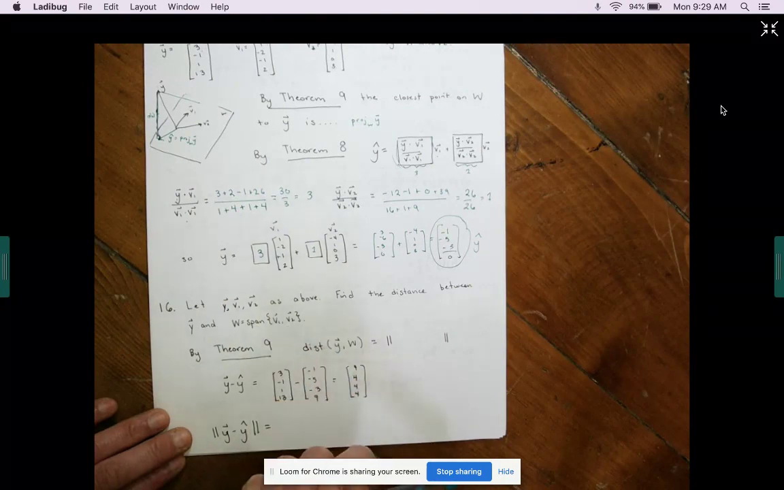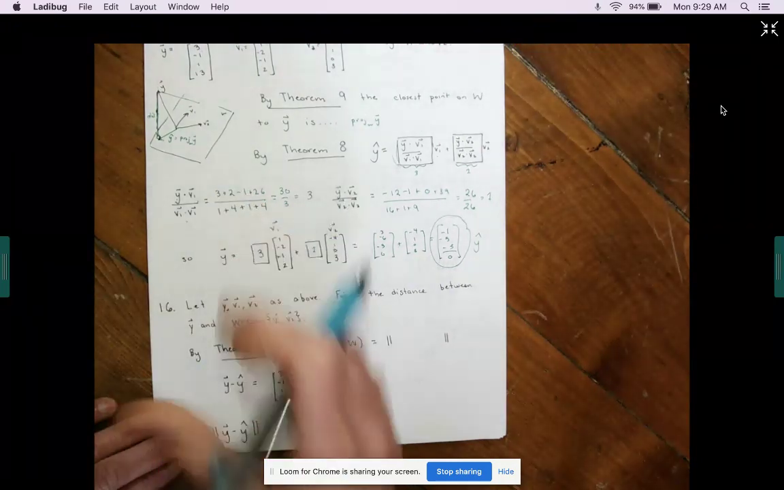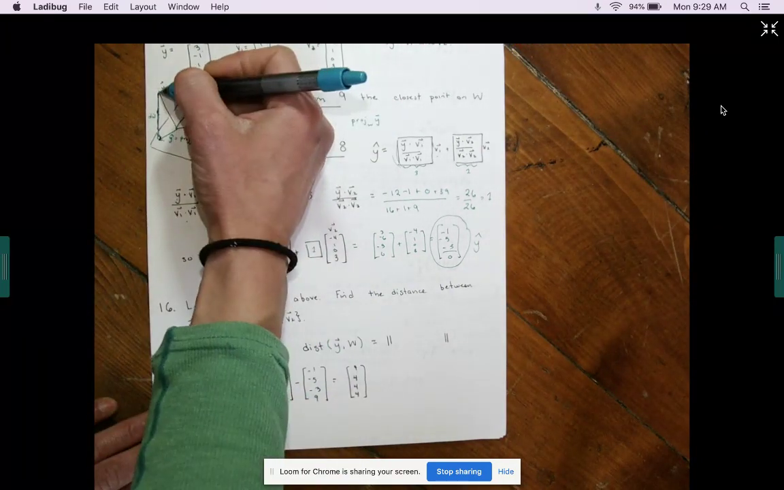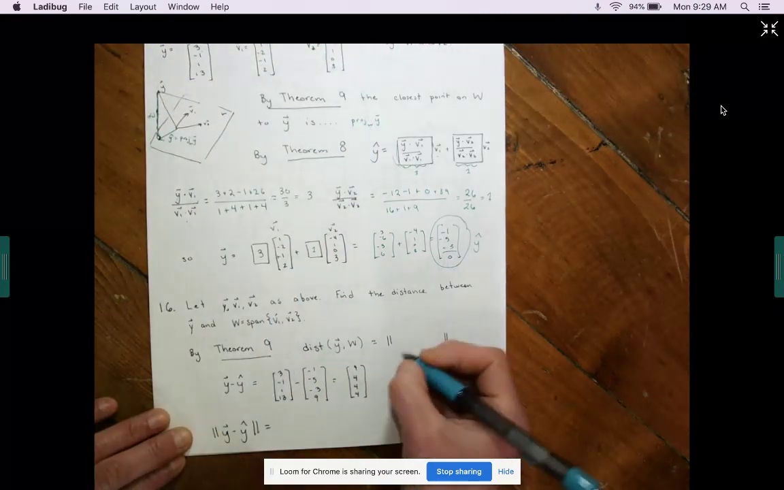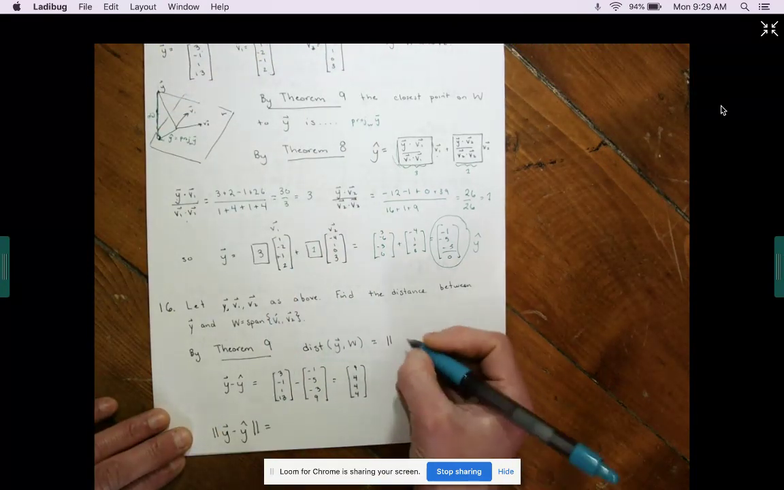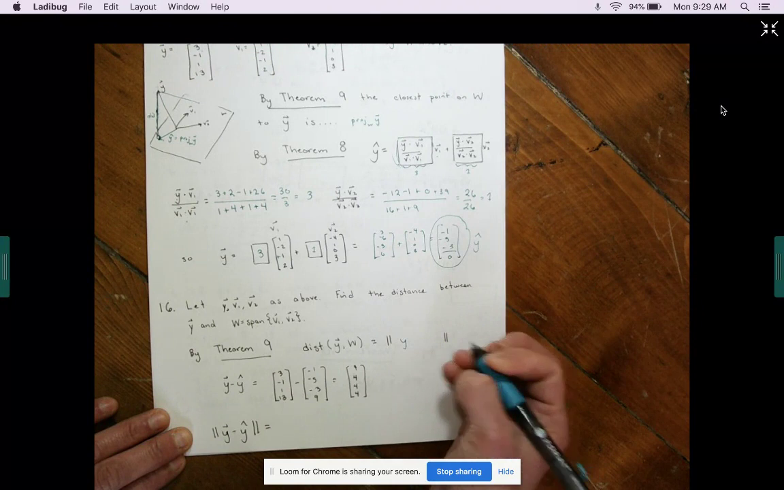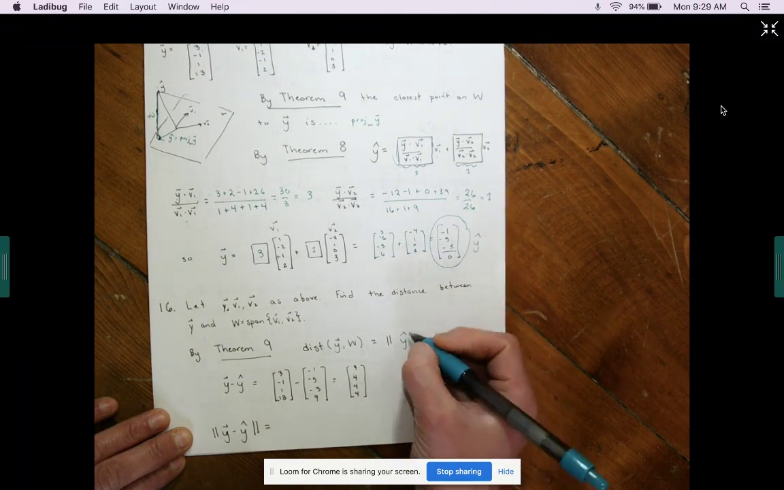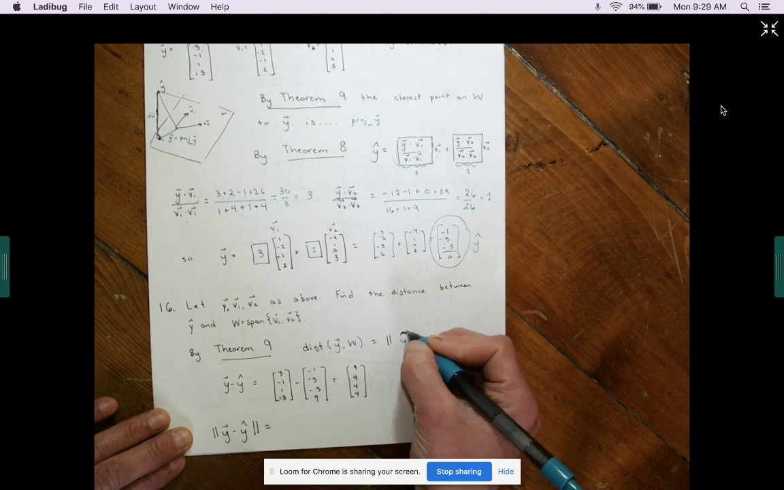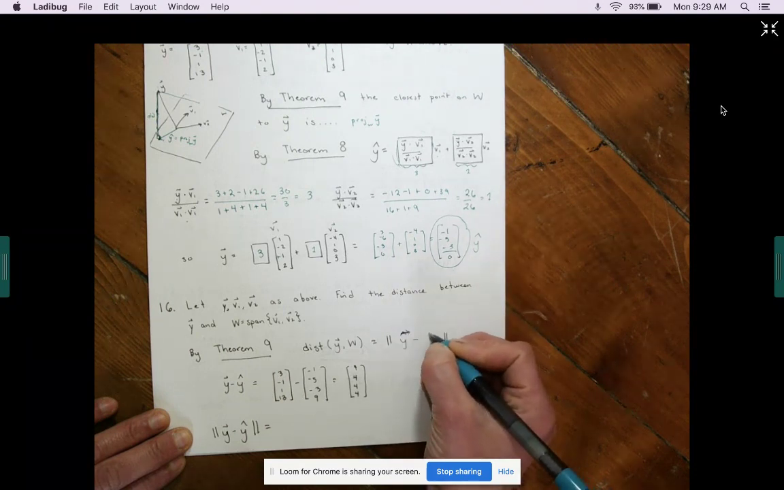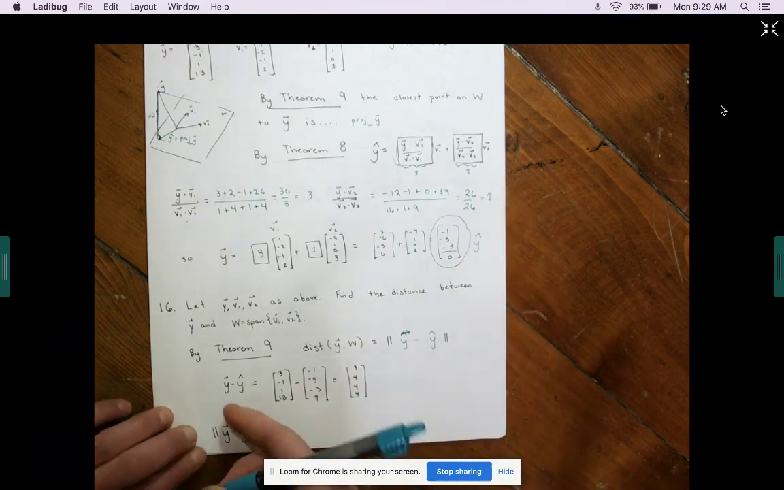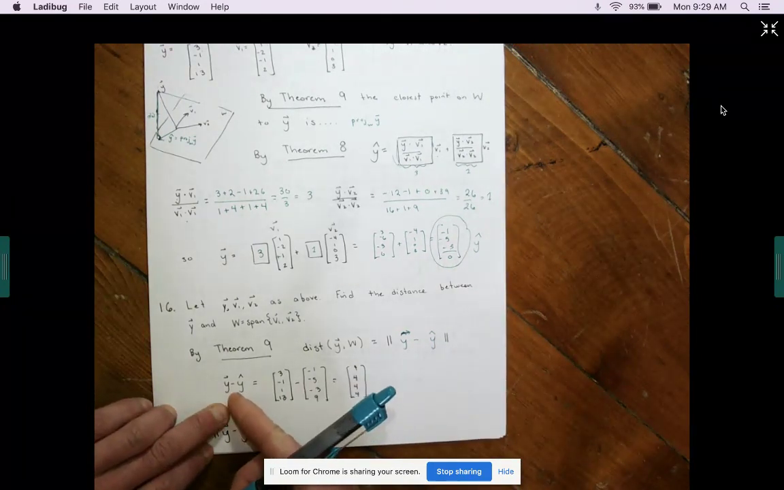Okay, next up, we want to find the distance between y and W, which is the span of v1 and v2. So again, using Theorem 9, the distance is that shortest length between y and the subspace. So it's the length between y and the orthogonal projection. And length, or distance for us, is measured by the norm of the vector connecting those. So I'm looking for the norm of y minus y hat, the orthogonal projection.